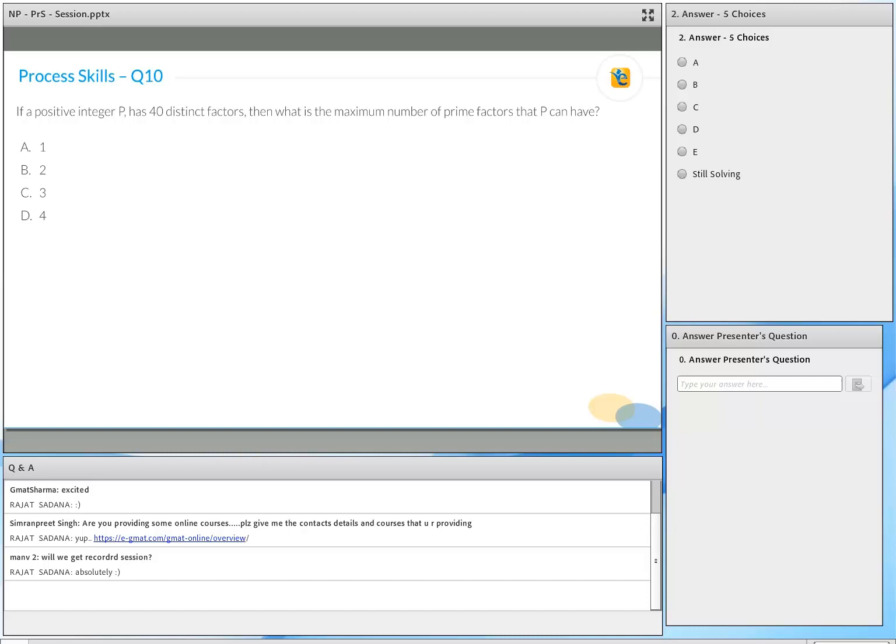All right, I'm going to end the poll now. So if p is a positive integer and it has 40 distinct factors, so 40 total factors, then what is the maximum number of prime factors that p can have? Okay. Now, this one I would say is a bit more involved application of the conceptual understanding that you have.